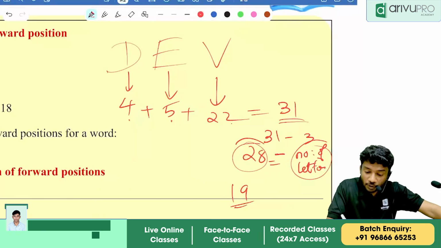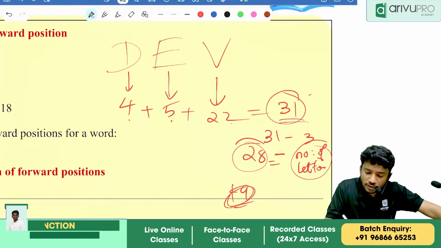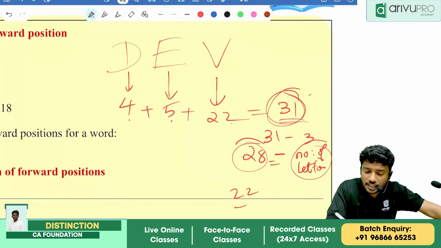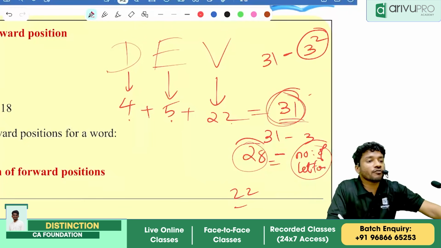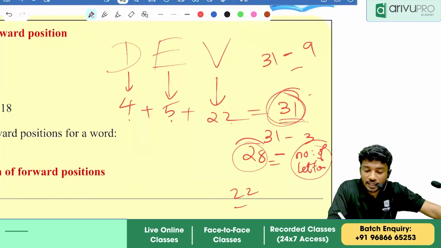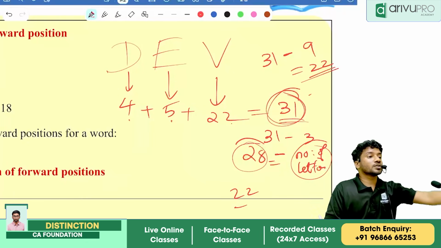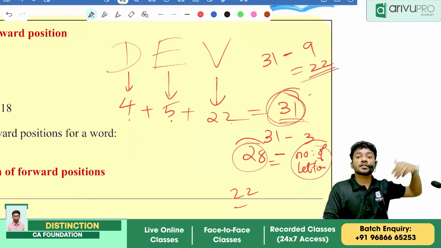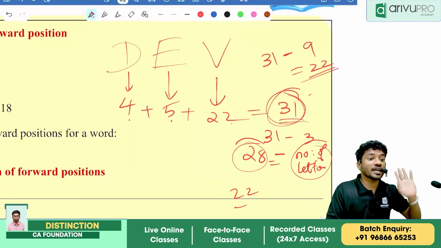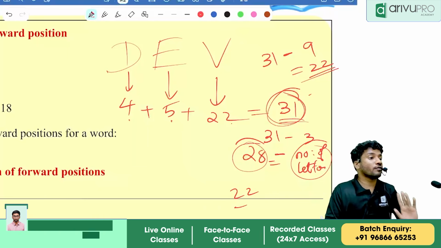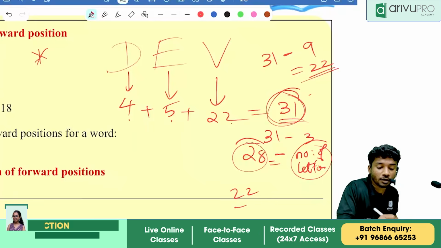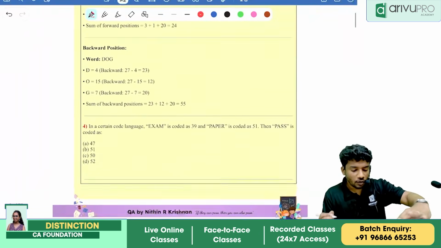Sometimes I will say code for Dev is equal to 22. That is sum of the letters, 31, minus square of the number of letters, which is equal to how much? 9, which is equal to what? 22. Sometimes I will say cube. It's completely up to me. We need to find that coding method and we should go for the answer. It's a very good, interesting topic and we can discuss that right now, people.